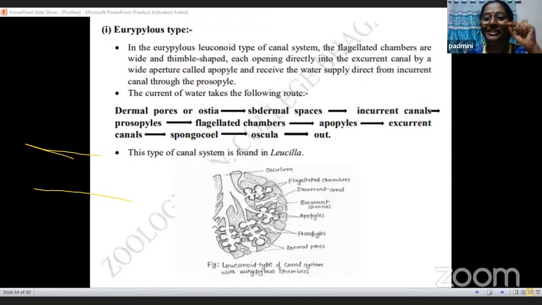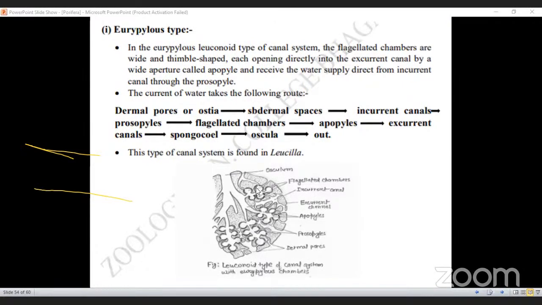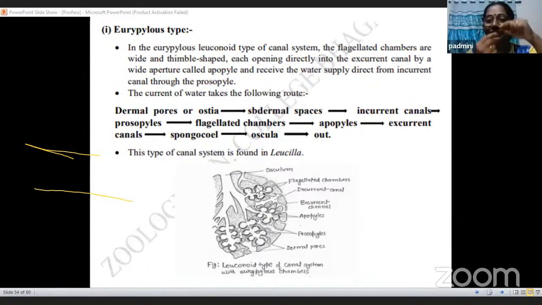Does anyone do stitching at home? Or if you have seen a tailor? Yeah, ma'am. They have that cap-like structure so that the needle doesn't poke their fingers. So they just have a cover cap-like structure. That is called a thimble.